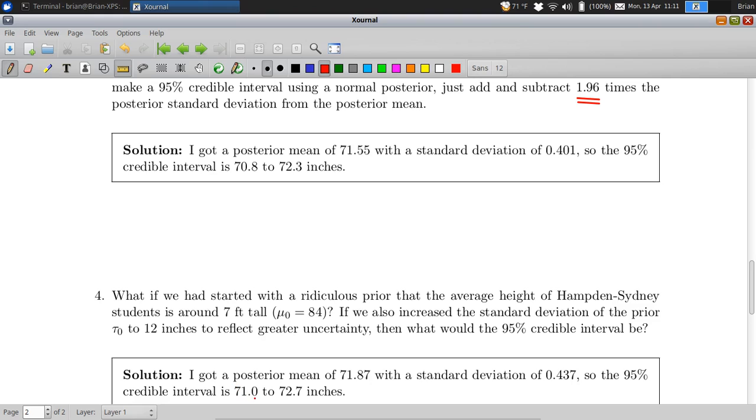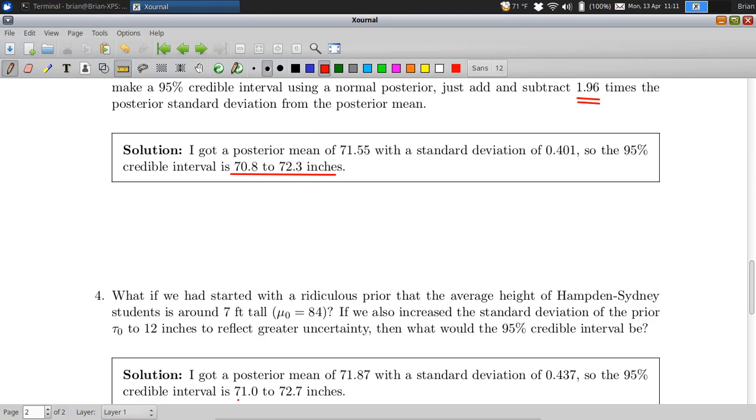right? It starts at 71.0, only 0.2 inches higher than the last one started, and it ends at 72.7, which is only 0.4 inches off of what the original one was. So definitely this was the better posterior credible interval and better posterior distribution because it was based on a more reasonable prior.